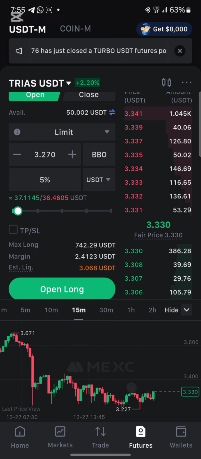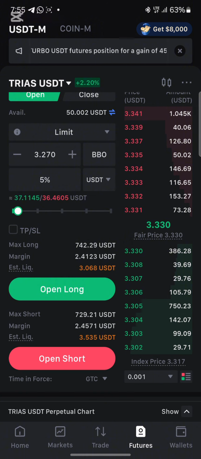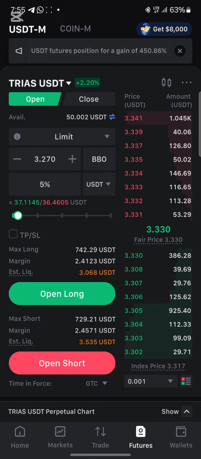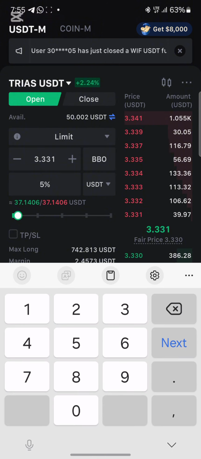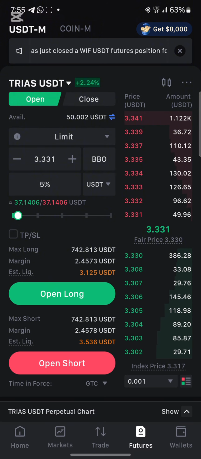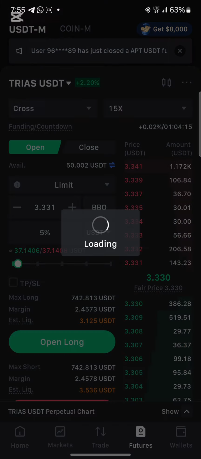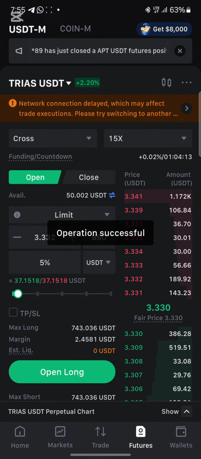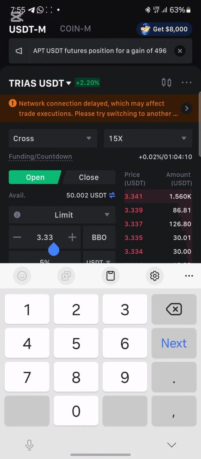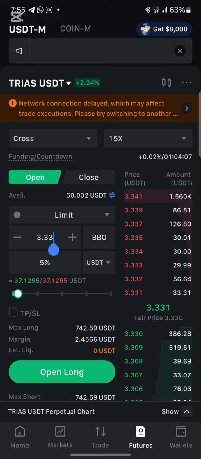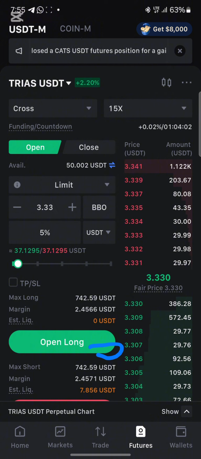Already Thrice is making movement. So let me just open a quick position and see how it goes. It's just a test run for this video. So let me enter at current market price with just 5%. Let me switch to cross margin. So this is cross margin. You can see I have zero liquidation price here.